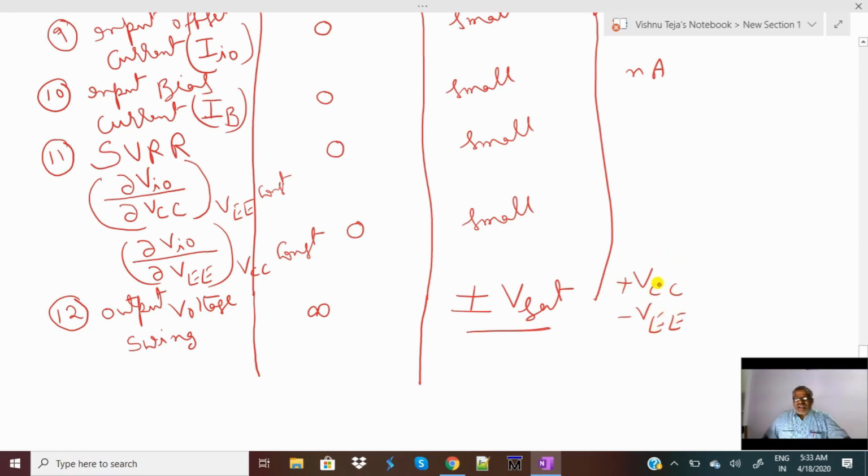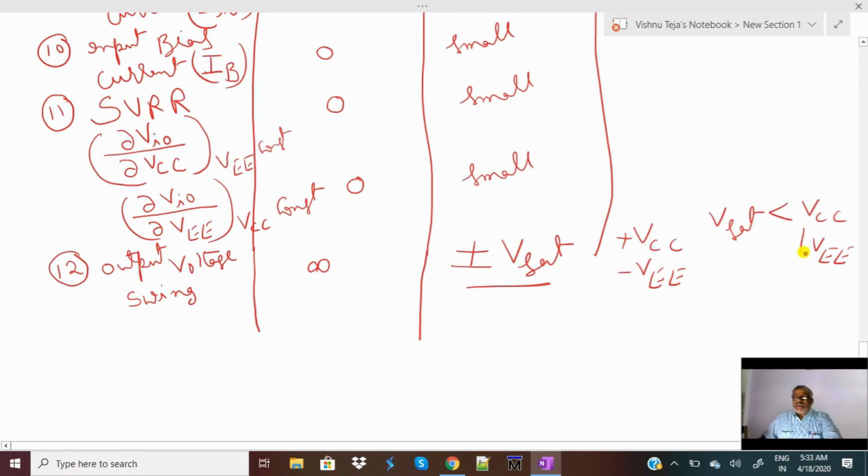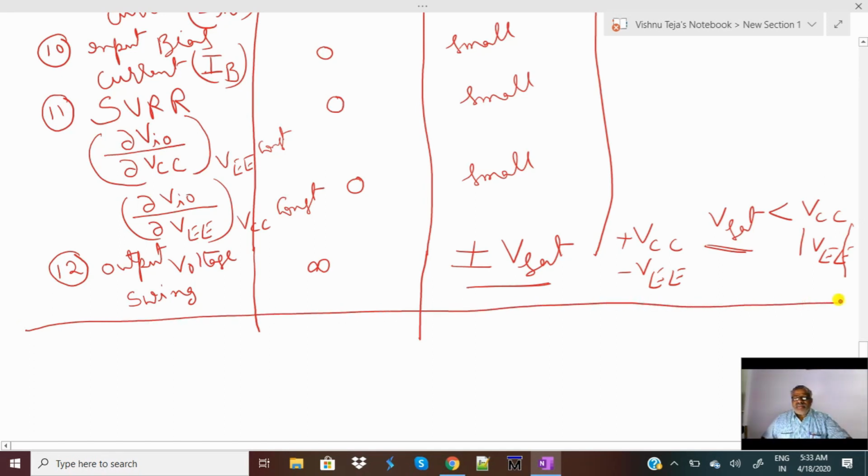We never get these values. So our saturation value Vsat is always less than either VCC or the magnitude of VEE, because of the internal drops. Vsat is a little smaller than VCC and VEE. So this is the output voltage swing that we can get by using any operational amplifier. These Vsat values will be given by the manufacturer.